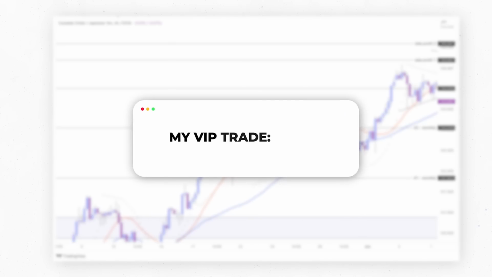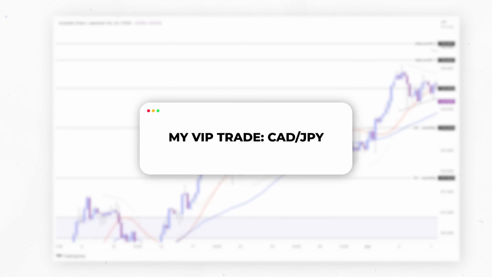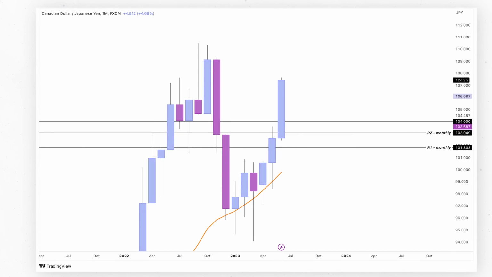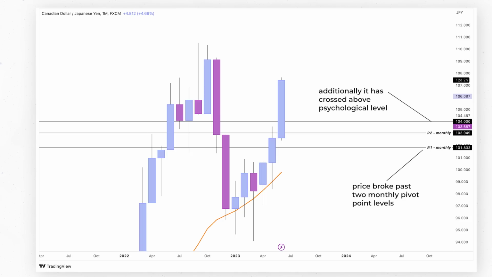So based on the rules I just explained, let's take a look at my VIP trade I took on CAD JPY. So starting on the monthly chart, I noticed CAD overpowering the Japanese yen, breaking through multiple monthly pivot points and even crossing 104,000, a key psychological level, clearly signaling a bullish trend.